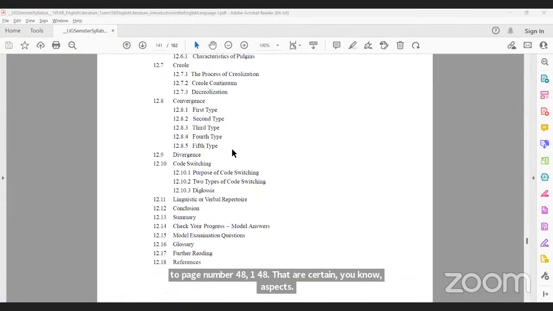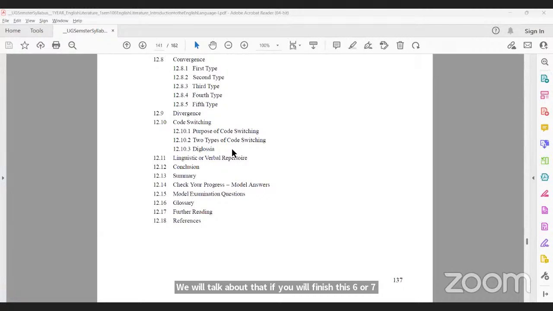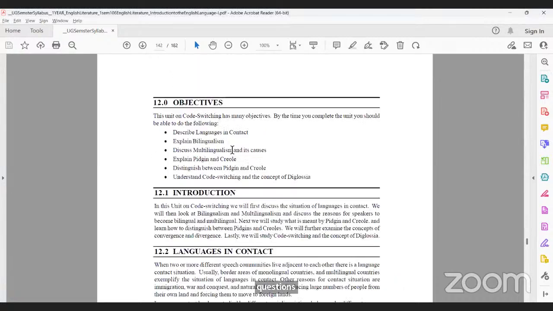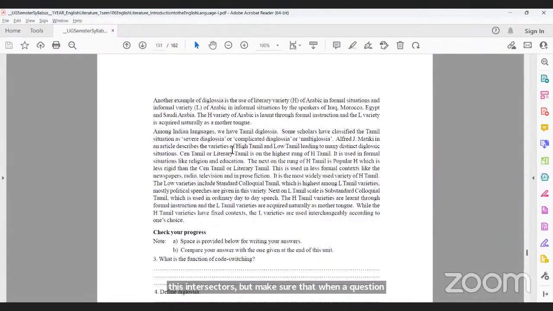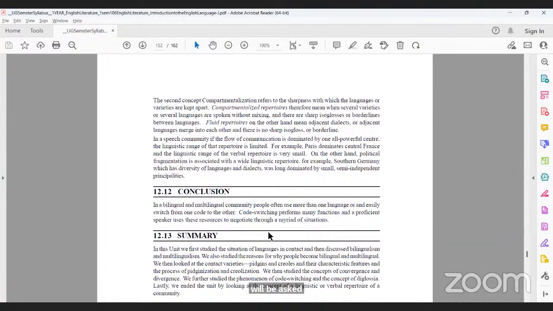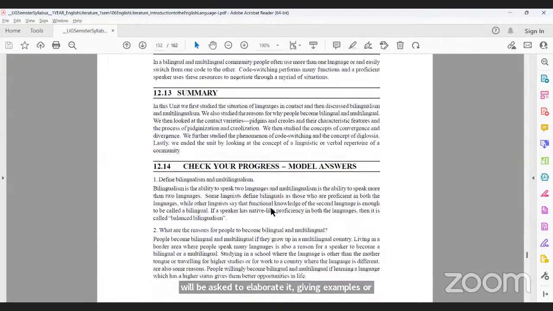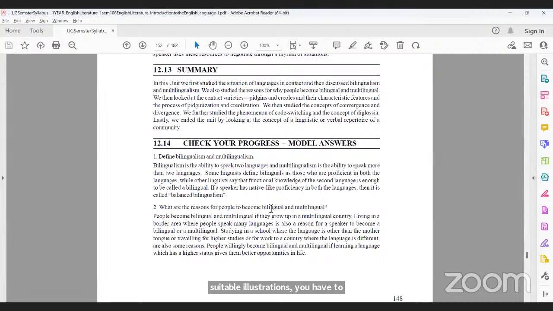If you finish these 6 or 7 questions, you will definitely understand this entire chapter. But make sure that when a question is asked to elaborate, giving examples or suitable illustrations, you write whatever I am telling you, or you go through it at least once if you have any doubt, or try to make your own definitions and your own examples as well. If you write in your own words, that will be better and more attractive for the examiner who will evaluate your papers.